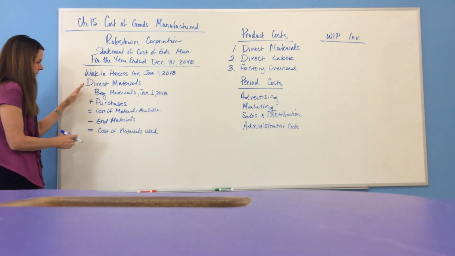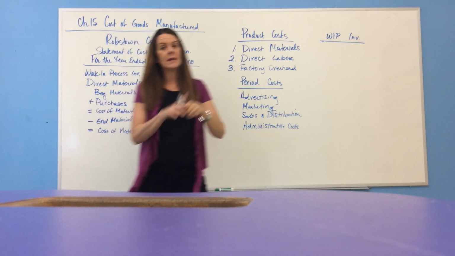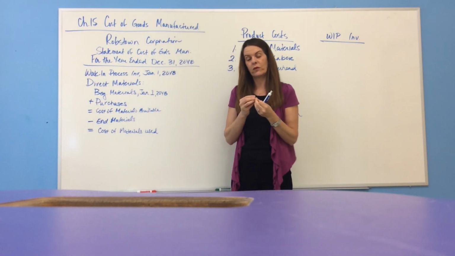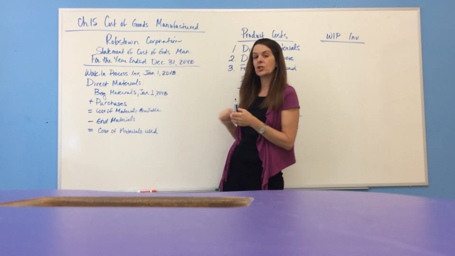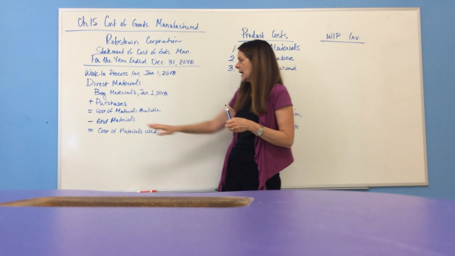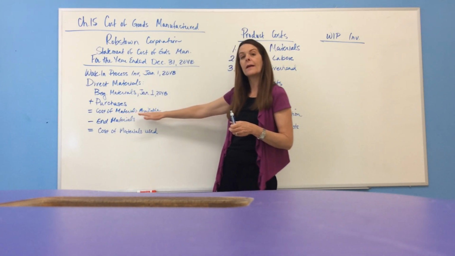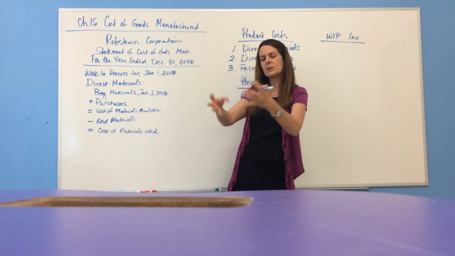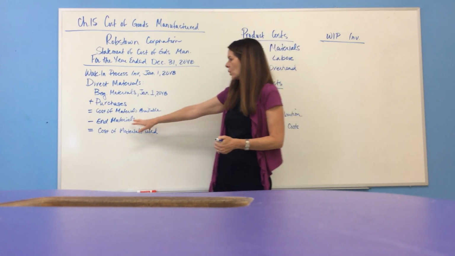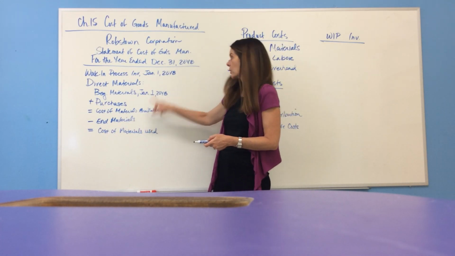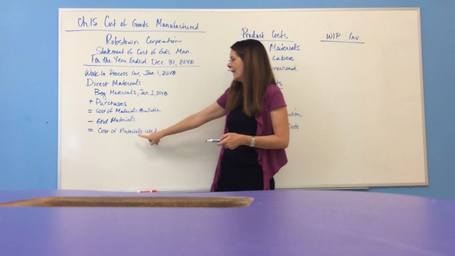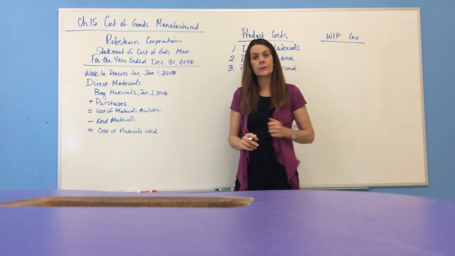Okay, so that kind of makes sense, right? We start with our beginning materials, what we had left over from last period. We're adding in all of the purchases, everything that we purchased in the year 2000Y8. That's going to get the materials available to be altered, available to be changed into our good. We're going to subtract the ending materials, so that would be like December 31st, 2000Y8. And that's going to give us cost of materials used.